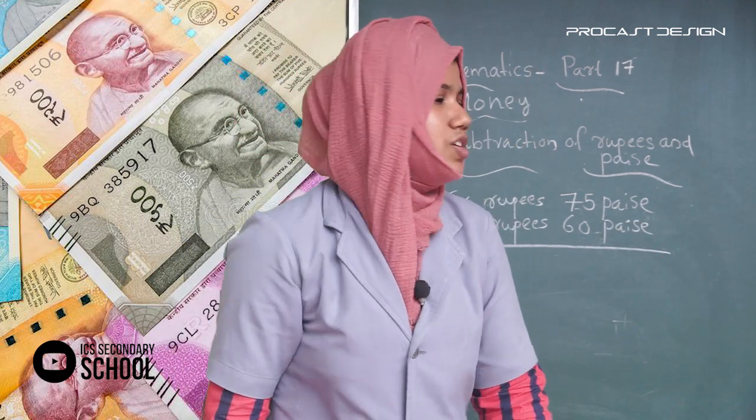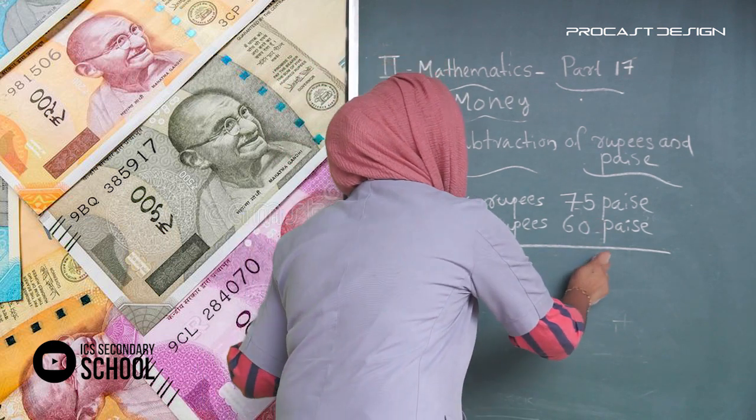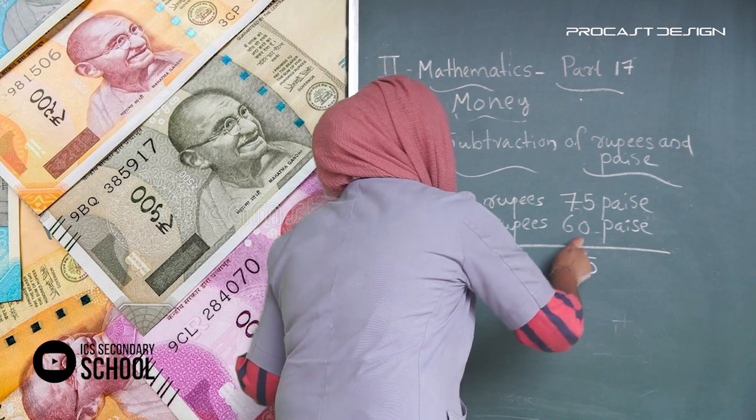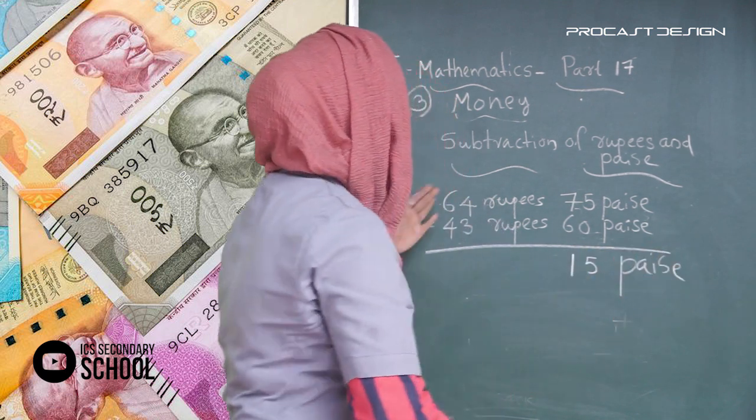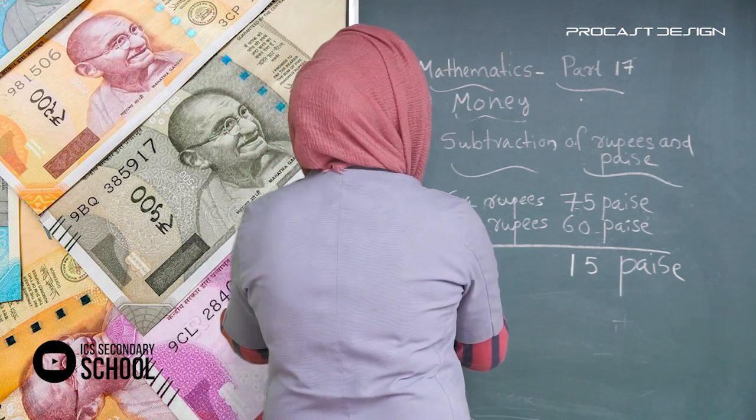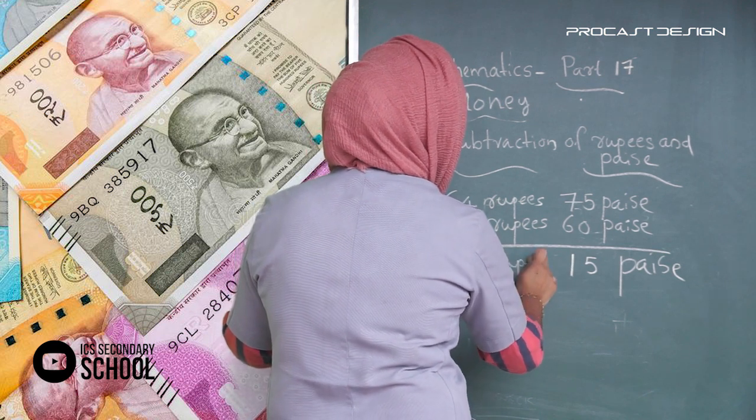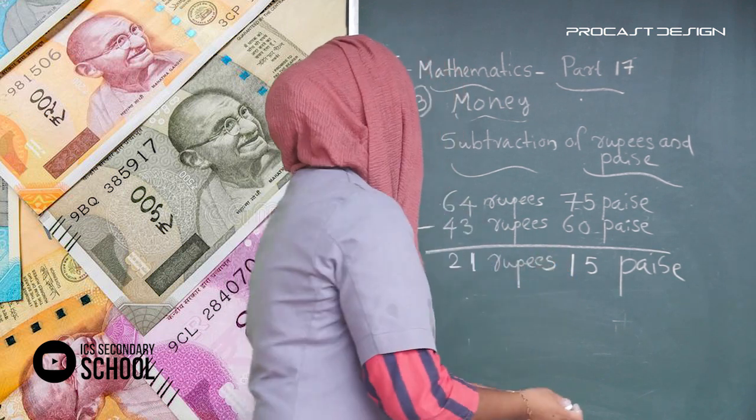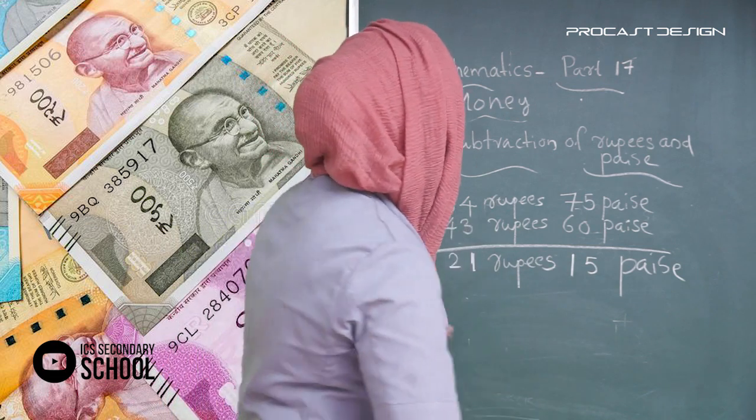Okay, so the first step is subtract the paise column. So 5 minus 0 is 5, 7 minus 6 is 1, so 15 paise. Next is the rupees column. 4 minus 3 is 1, 6 minus 4 is 2, 21 rupees. Okay, so this is the subtraction of rupees and paise.